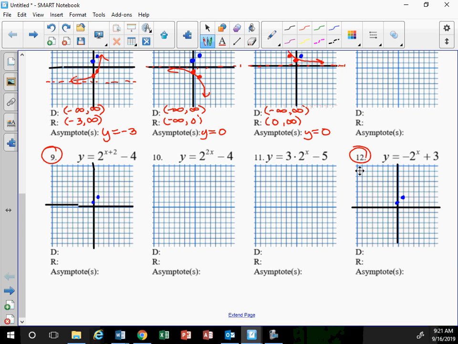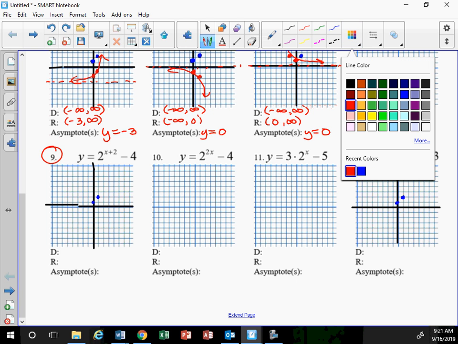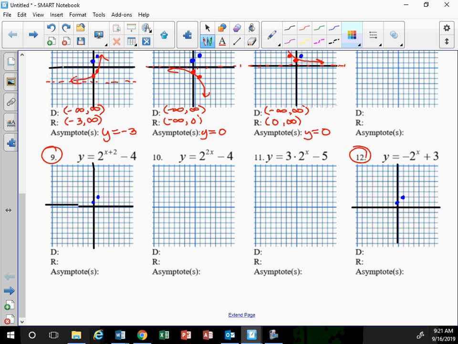Okay, guys, let's look. Walking around, it looked like you guys did a good job on 9. You're going left 2 and down 4. So that asymptote's down there at y equals -4. Sketch. And then your range this time, -4 to infinity. Okay there?